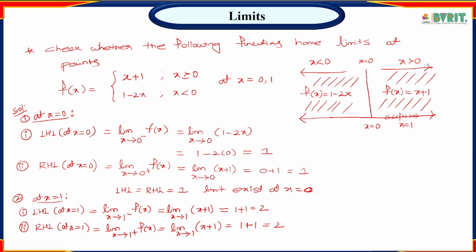Just now I explained that in both cases f of x is equal to x plus 1. On the real line, at x is equal to 1, the left side is 1 minus and the right side is 1 plus. In both cases f of x is equal to x plus 1. Then apply the limit x tends to 1. The left hand limit and right hand limit are the same, the value is 2. Therefore, the limit exists at x is equal to 1. The left limit is equal to the right limit, equal to 2.